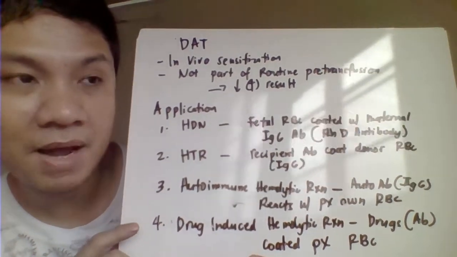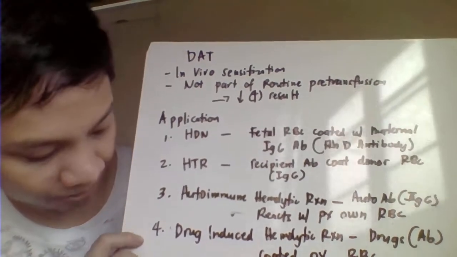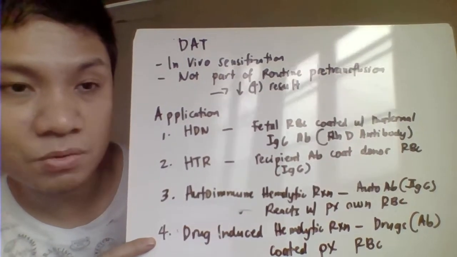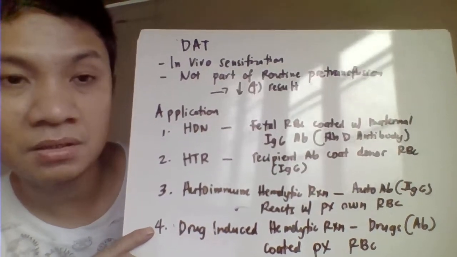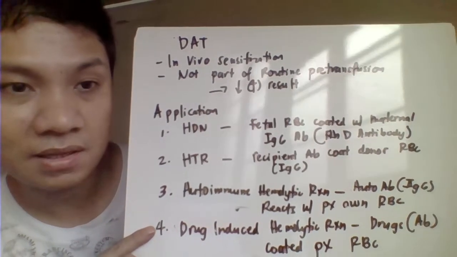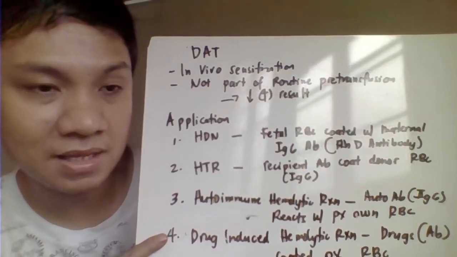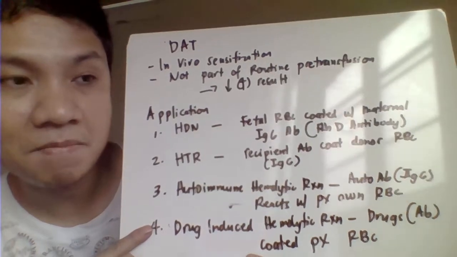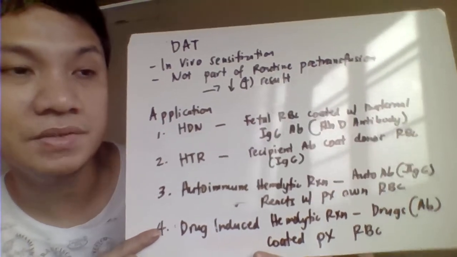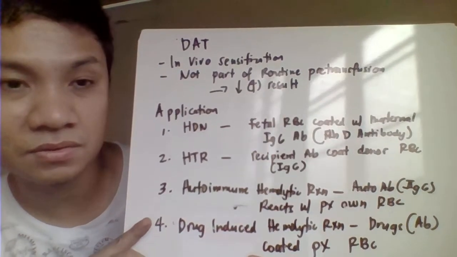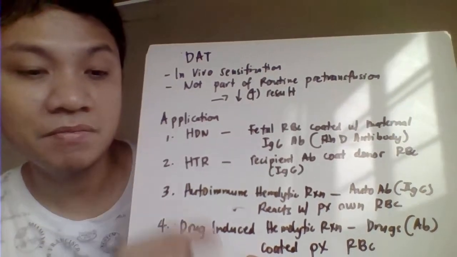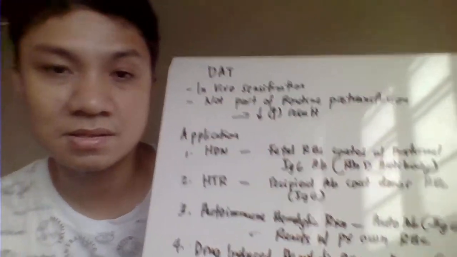Again, that autoantibody is an IgG antibody. Next, we have your drug-induced hemolytic reaction. So, the patient is taking drugs, and that drug is an IgG antibody. Because of the drugs, it tends to bind to the RBC of the patient, causing hemolytic reactions. And then to visualize, you perform your direct anti-globulin test.